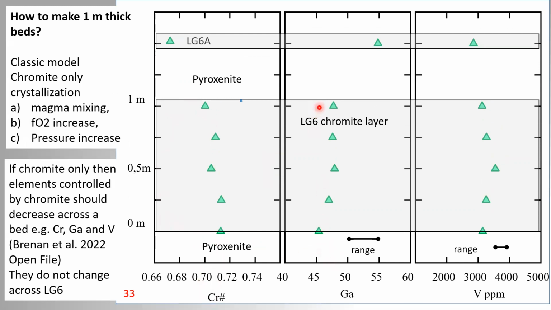Gallium doesn't change over the 1 meter. Vanadium does not change over the 1 meter. So I don't know. If you're going to do chromite-only crystallization, you're going to have to explain that. Okay, I got the idea off of James, by the way. I didn't brilliantly think of that all on my own.